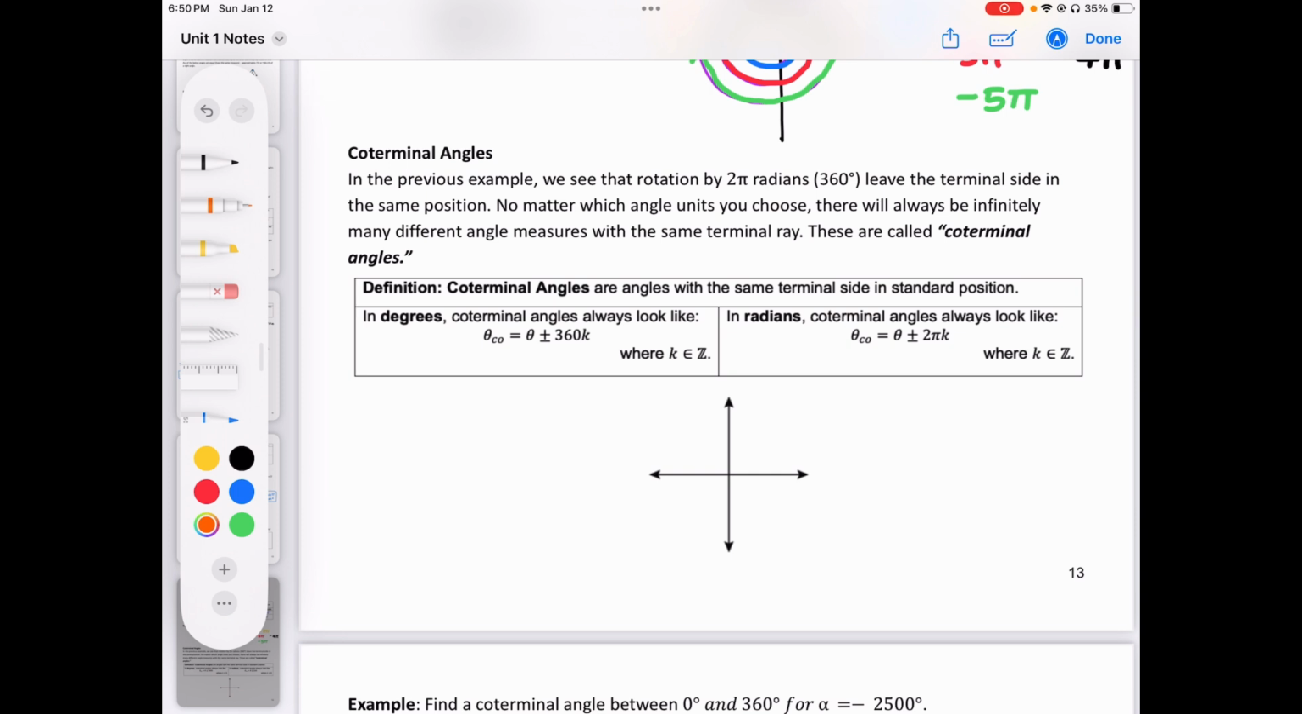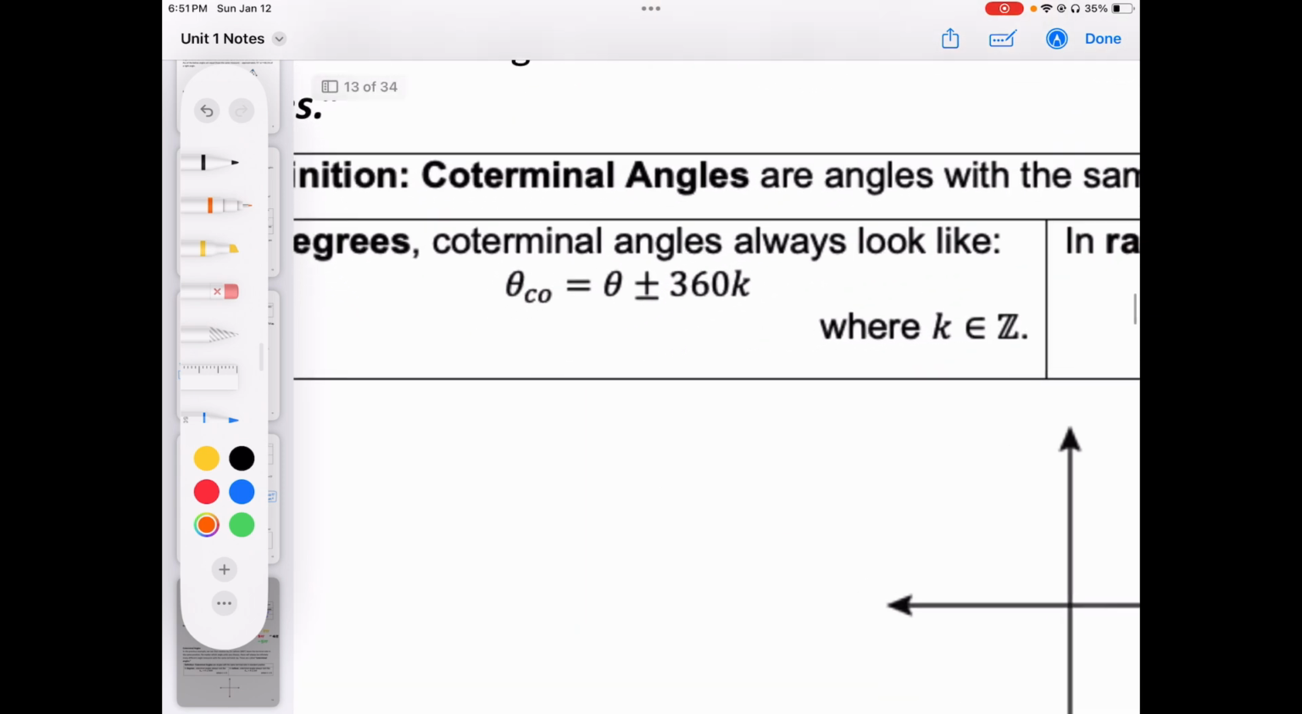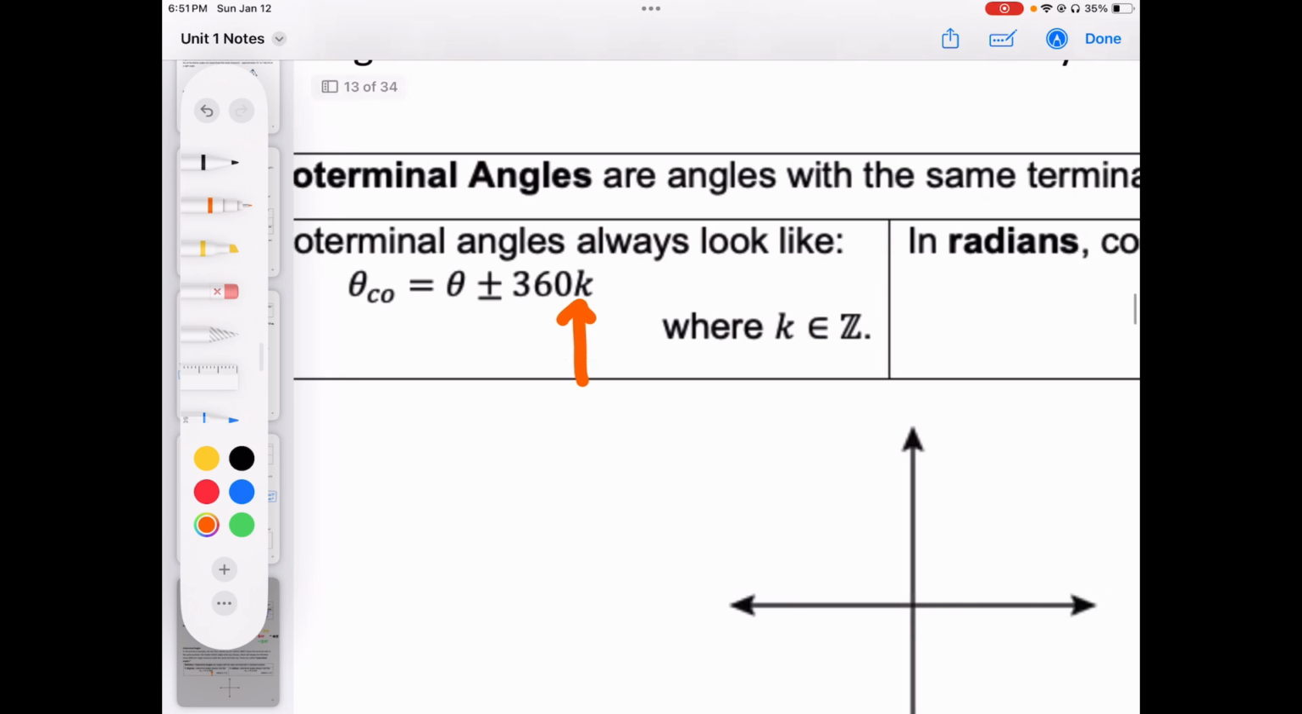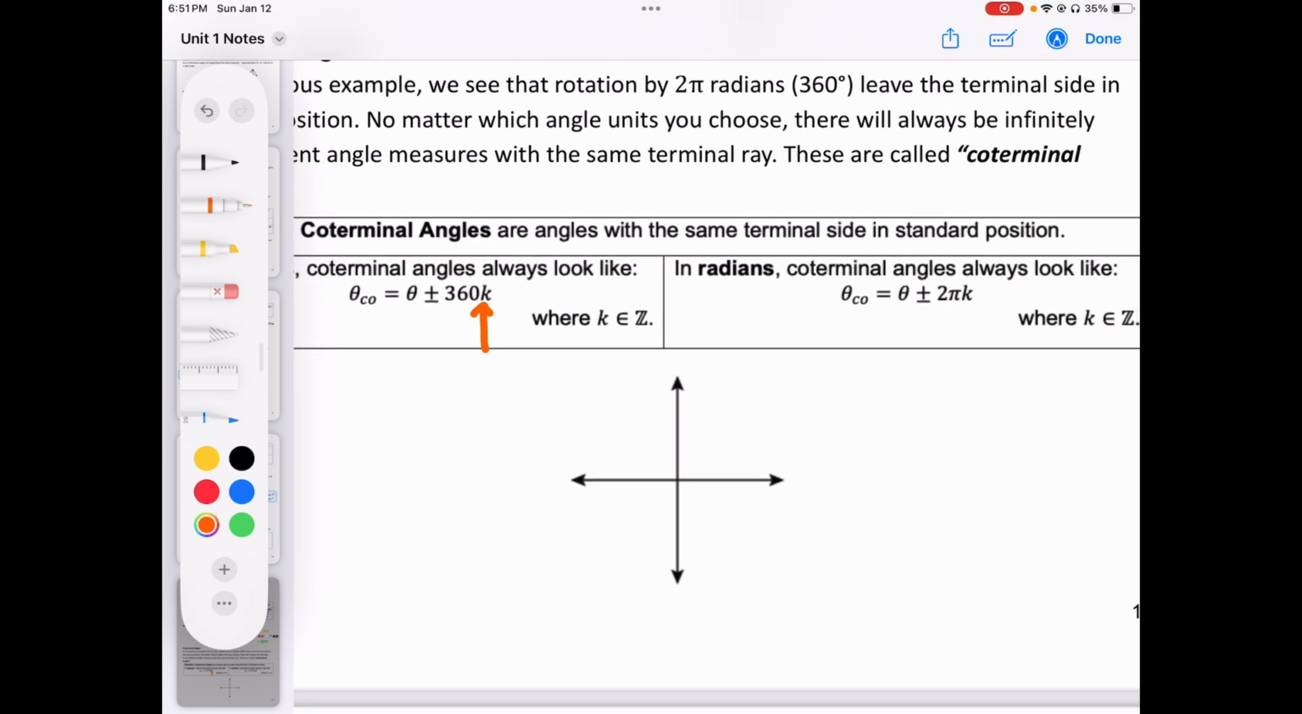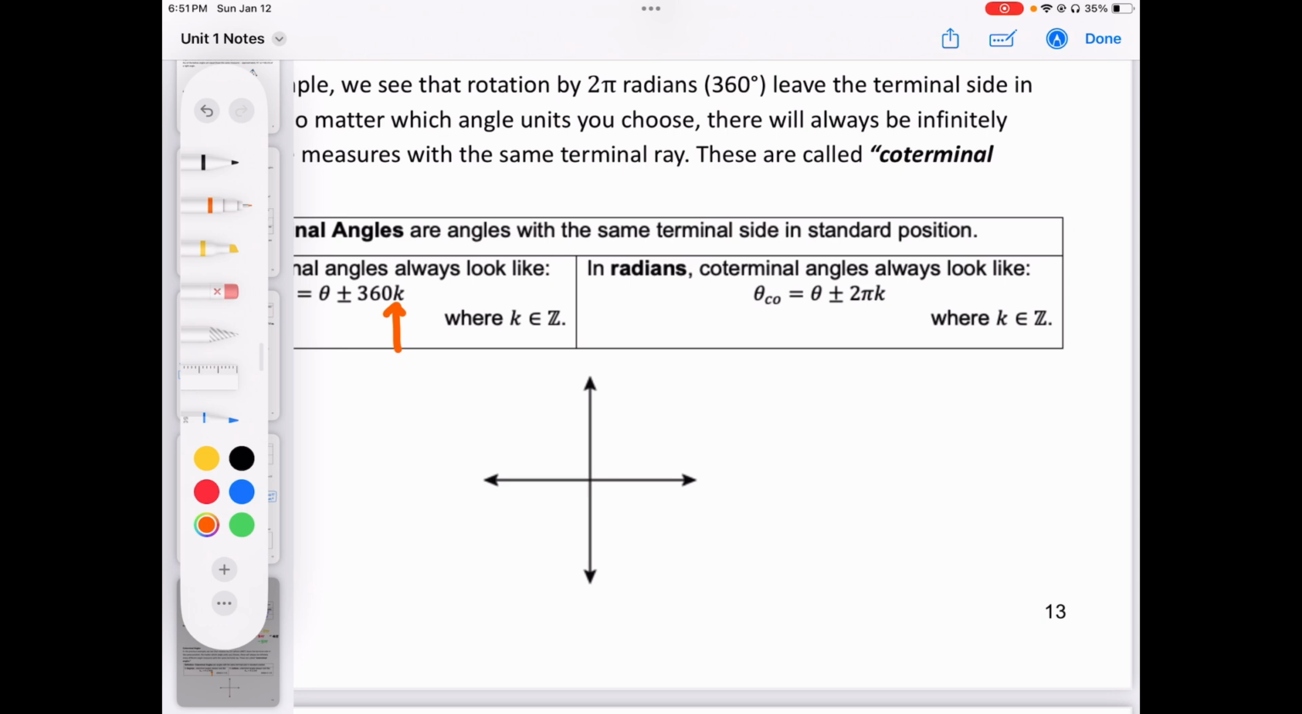Coterminal angles. So in that previous example, we saw that we rotated, and by continuing that same rotation, we end up in the same position no matter how many times we did that. So there's infinitely many different angle measures with the same terminal ray. Those are called coterminal angles. You can find them in degrees, you can find them in radians. No matter which way you do it, that k represents that constant that you're multiplying by how many times you're rotating. Okay, so for angles, it's plus 360k. For radians, it's 2 pi k.